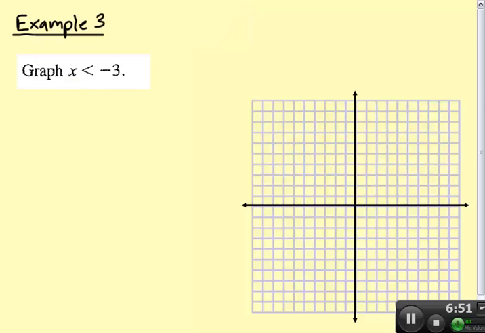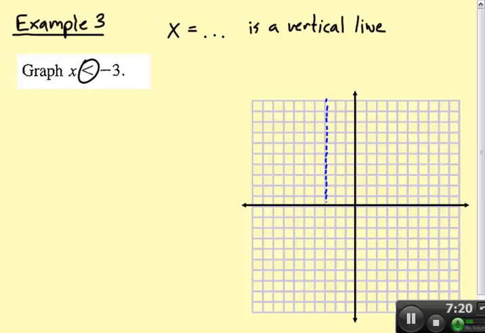Here's another one that we have to remember. x equals a number is a vertical line. We remember this. It's going to cross the x-axis at -3. Now look at this. It says it's less than, not equal to. That means my line has to be a dotted line through -3. Now I'll just put -3 there so you can see what that point is.